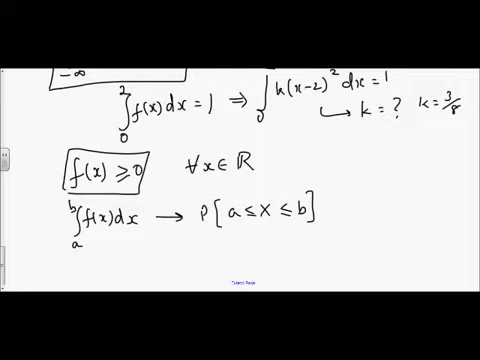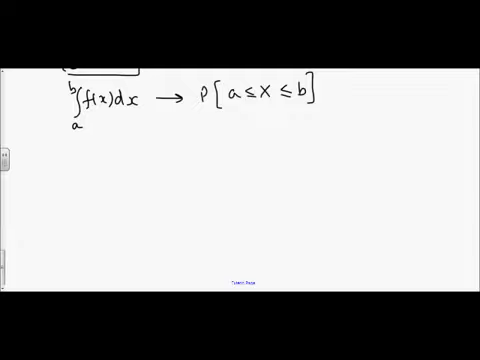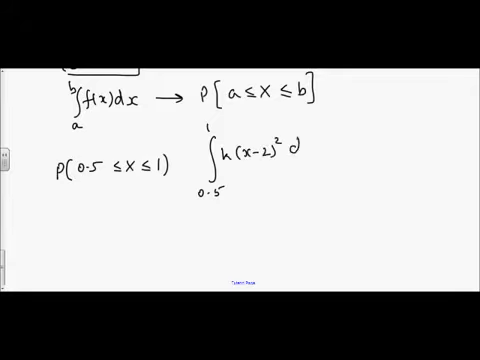If in the same question I ask you to find the probability of x between the values 0.5 and 1, then you are supposed to just integrate from 0.5 to 1 of k times (x minus 2) squared. You can substitute the k value here and find the integral, and you can say what it is. Now this is what you are supposed to do for continuous random variables.